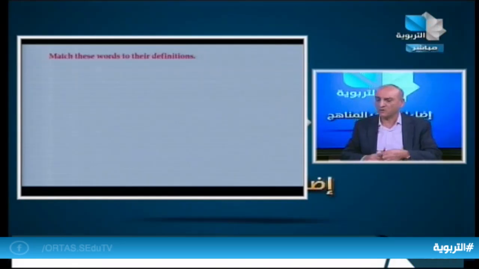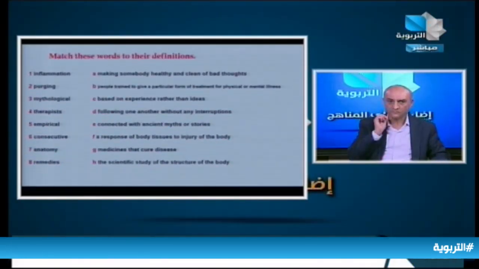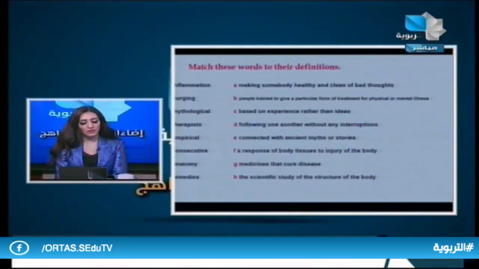Okay. Now we have some exercises about the reading text. We can do the first exercise, which is to match the words with their definitions. We've got the first word, which is inflammation, and we've got the words from 1 to 8, and the other column from A to H. Inflammation means a response of body tissues to injury of the body.